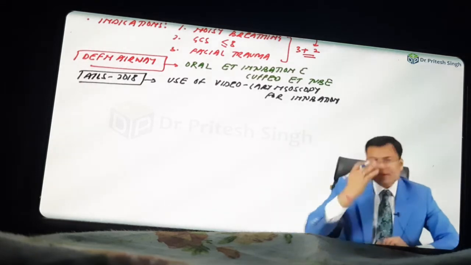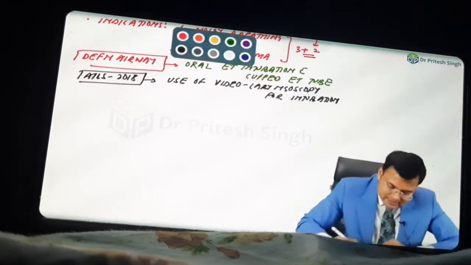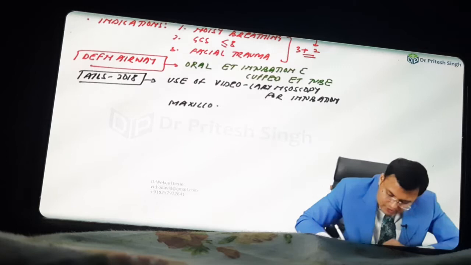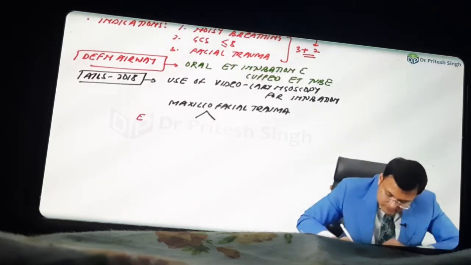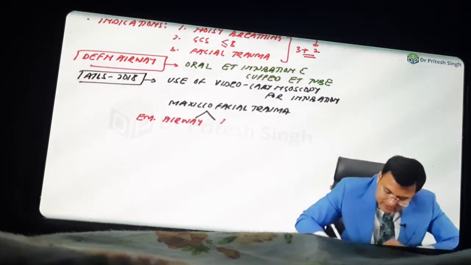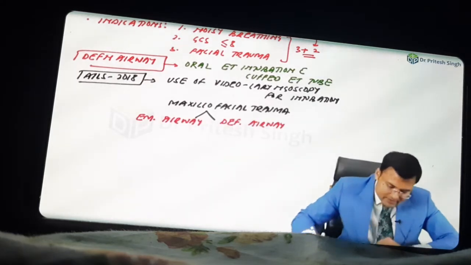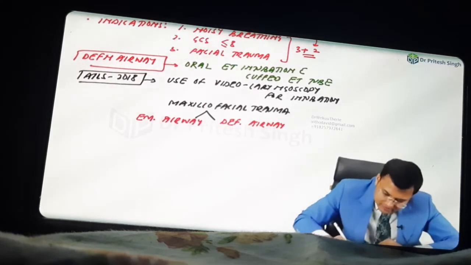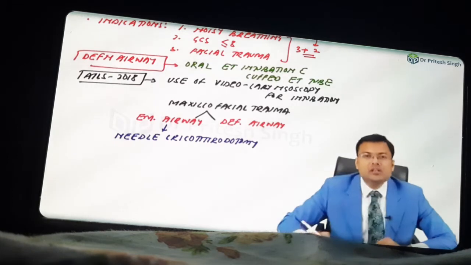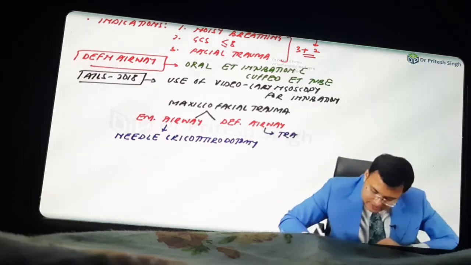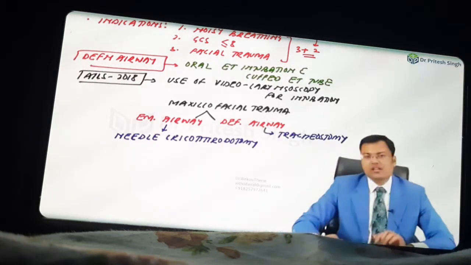Now the second situation: certain patients have facial trauma or maxillofacial trauma. In cases of maxillofacial trauma, what is the emergency airway? And what is the definitive airway? Obviously, the emergency airway is needle cricothyroidotomy, so that we get some time to insert the tracheostomy tube. That's why the definitive airway is tracheostomy. So this is airway.